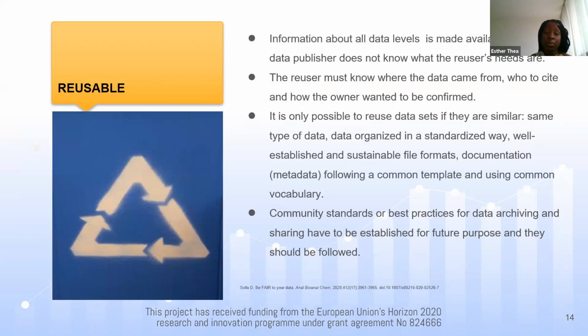So for it to be reusable, we are talking about information at all the data levels being made available because the data publisher does not know what the reuser's needs are. So basically, you publish your data in a format that assumes the next person who's going to use it, you don't know who it is, but you're trying to make it as reusable as possible for whoever the next person will be. We call this the next person the data consumer or the reuser. And for you as a reuser to reuse this data, you need to know where the data came from, who to cite, how to cite, and how the owner wanted to be acknowledged.